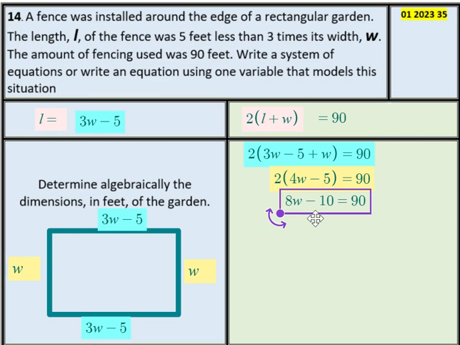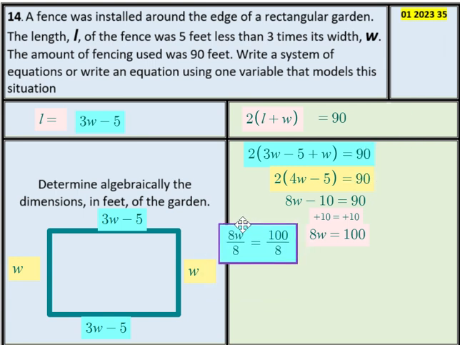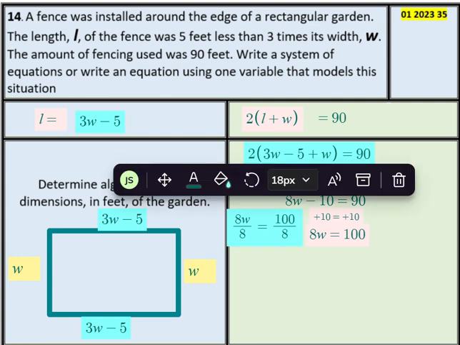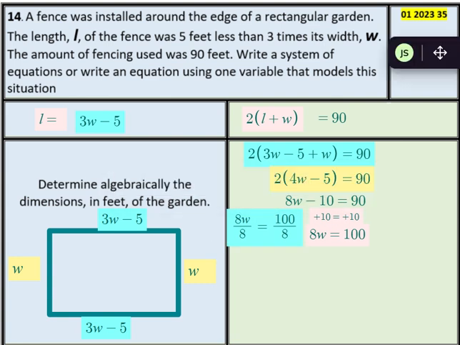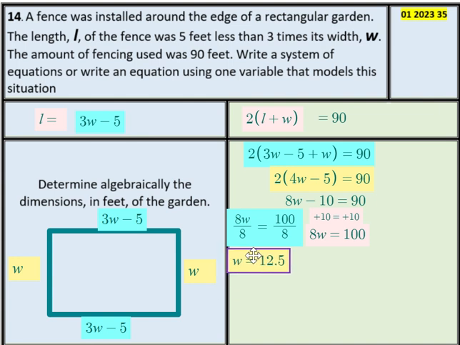Now notice that's minus 10. So if I add 10 to both sides, 8W actually equals 100. So now we divide both sides by 8, and we get a value of W of 12.5.